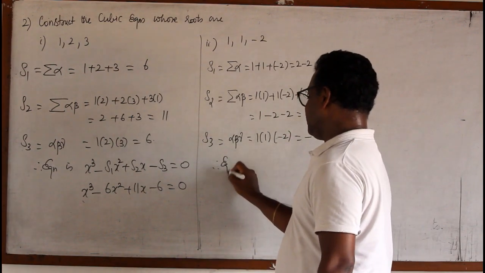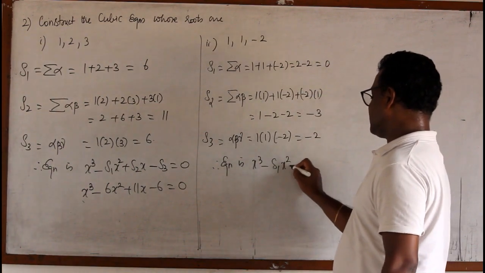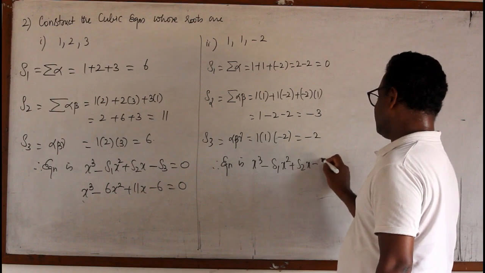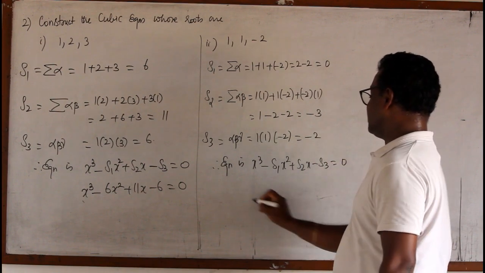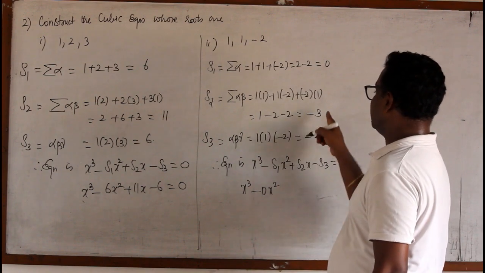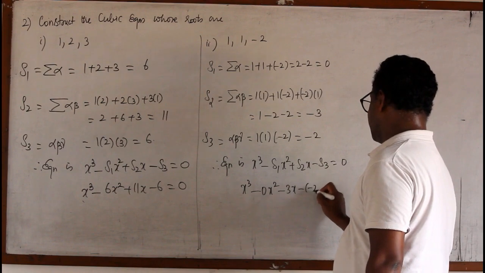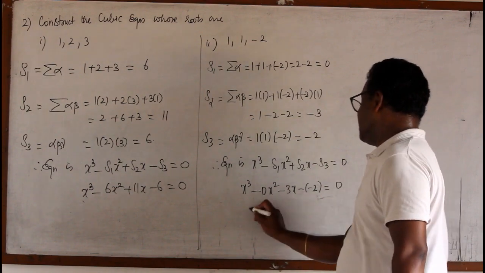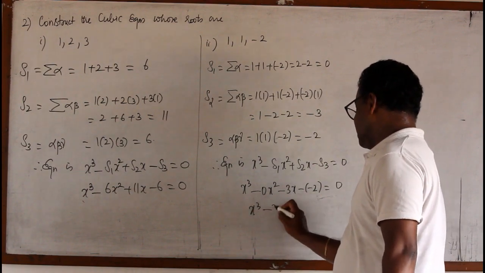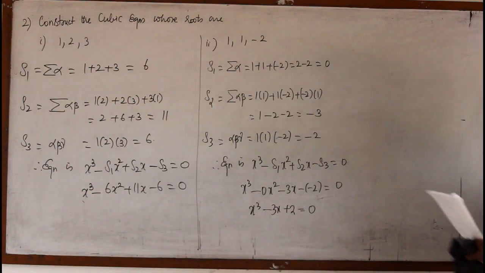Therefore, the equation is x cube minus S1 x square plus S2 x minus S3 equal to 0. x cube minus 0 into x square, S2 is minus 3 into x, S3 is minus of minus 2, equal to 0. It is x cube minus 3x plus 2 equal to 0.